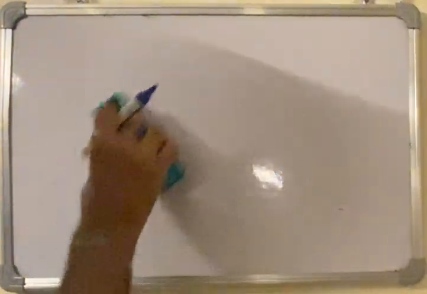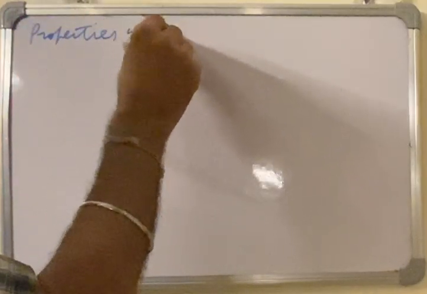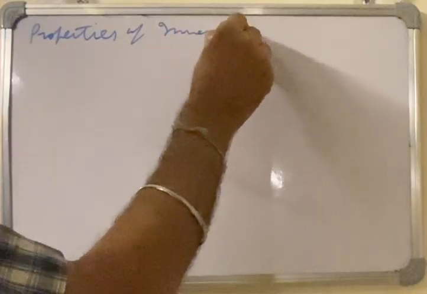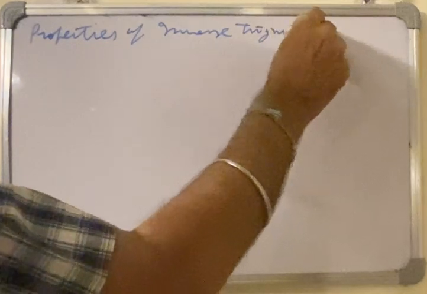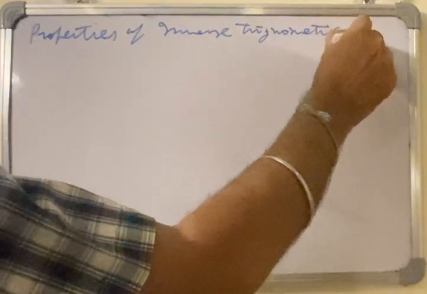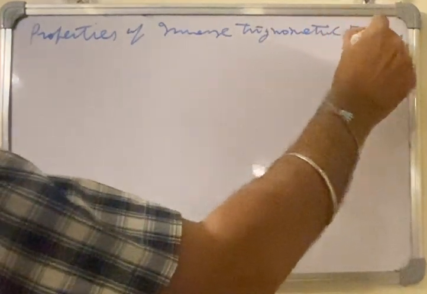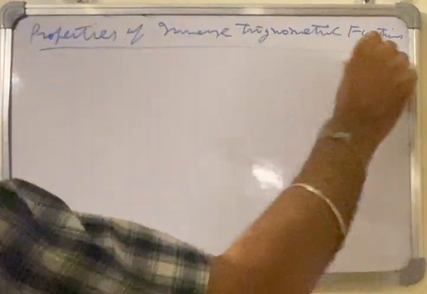Now we shall take some properties of inverse trigonometric functions. Number 1.